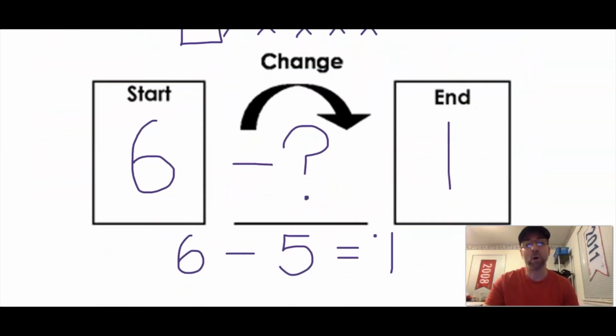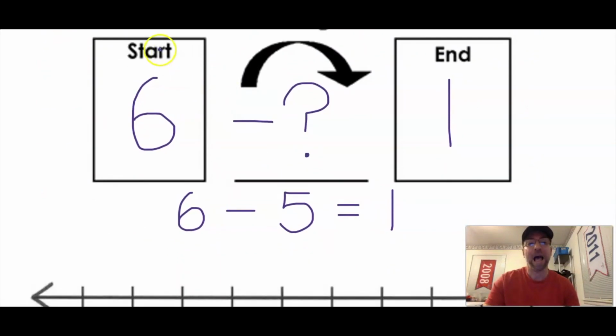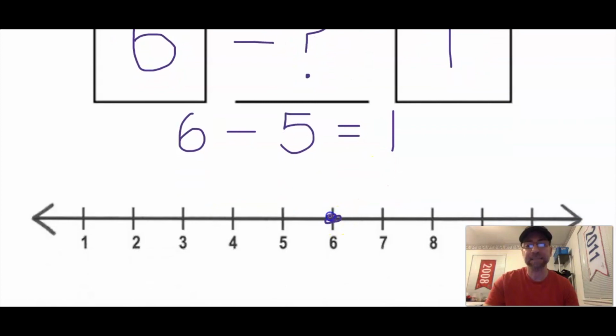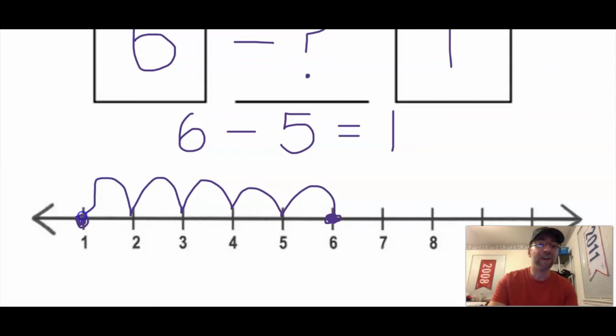This can be solved on my number line too. I started at 6 and I ended at 1. How many hops do I have to make to connect the dots? Well, let's see. 1, 2, 3, 4, 5 hops. And that was my answer. How many hats did I give away? 5 hats.